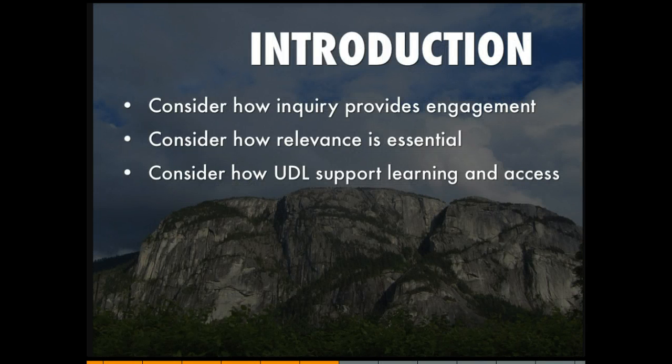The introduction for this module is that I want you, or it wants you, to consider how inquiry provides engagement. In other words, when the brain has to question, has to investigate, has to make sense of something, it actually increases engagement. And when the brain does that, we have to consider how relevant is this information and how essential is it. If the brain doesn't think it's essential, it'll just disregard it. And finally, you have to consider, how am I going to make this information accessible for everyone to support learning and access? Universal design for learning.